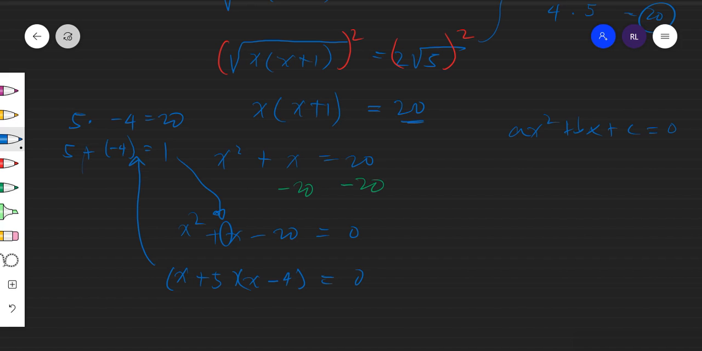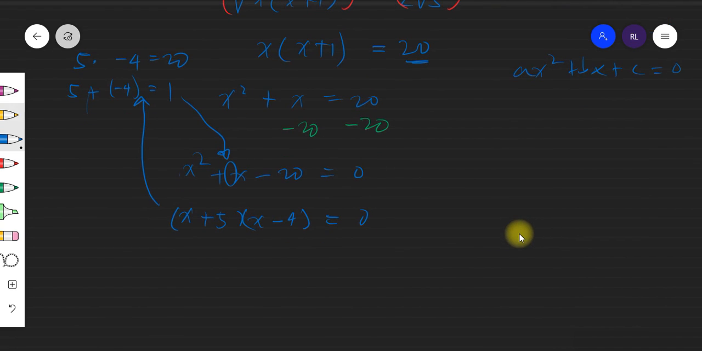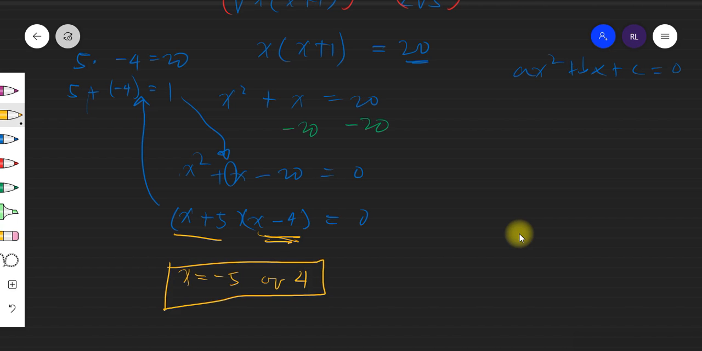That works if the value of your a here is 1. But if not, it's going to be another factorization technique. So this becomes, since this is positive 5, to make it 0, x is negative 5. Or, to make it 0 here, x must be 4. Therefore, these are our values of x. We will only consider the positive and neglect the negative, because we're talking about geometric mean.